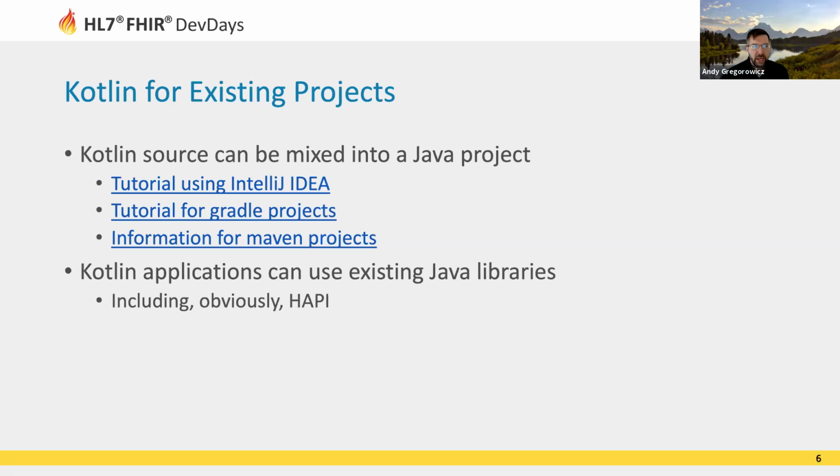And it's important to note that, again, Kotlin can call into Java. It can be called from Java. And so Kotlin applications can use existing Java libraries. Again, this is very important. You don't have to wait for a whole new Kotlin ecosystem to evolve. So you can take advantage of many Java libraries, including, obviously, the HAPI library. So you can be working in Kotlin with HAPI right away. You don't have to wait for a Kotlin specific FHIR API or just work with the plain FHIR JSON. You can use HAPI to start building your Kotlin projects.